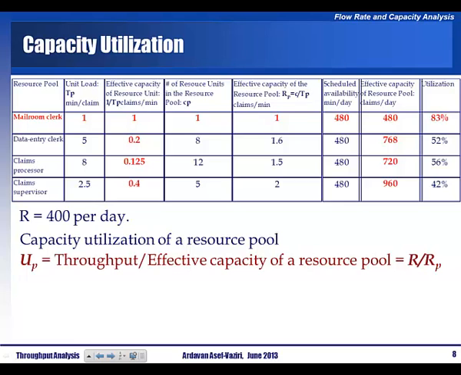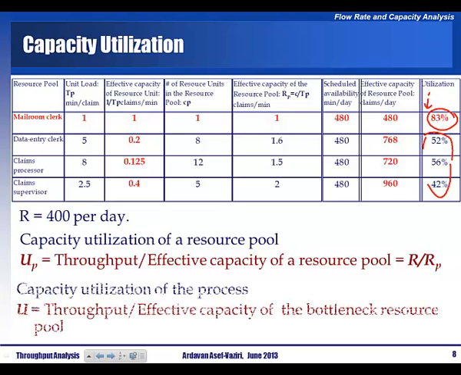And these are utilizations. The bottleneck resource has the highest utilization. The utilization of other resources is lower, and we can cross-train them to help the bottleneck resource. Utilization of the process is throughput divided by the effective capacity of the bottleneck resource.